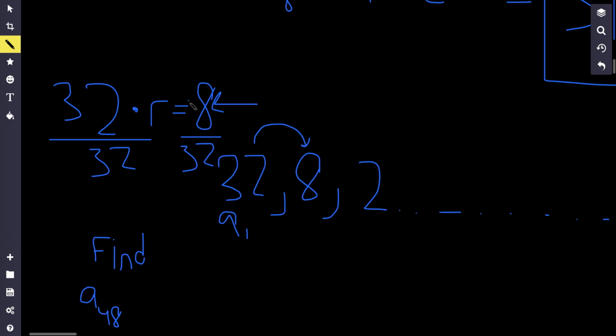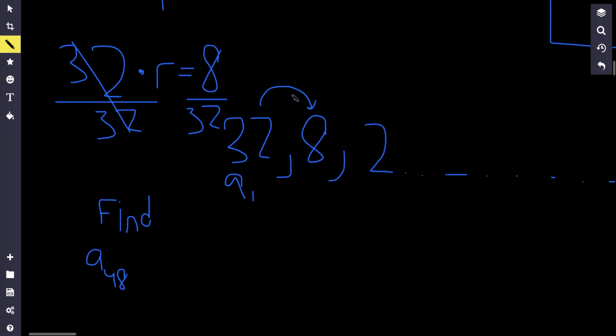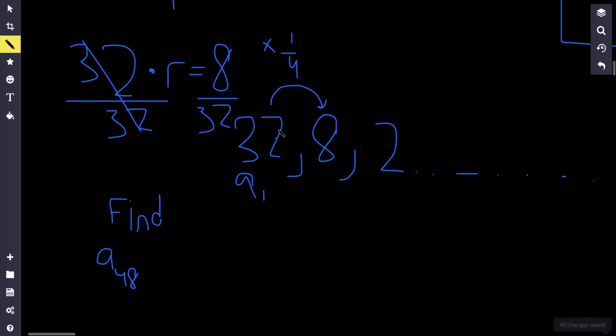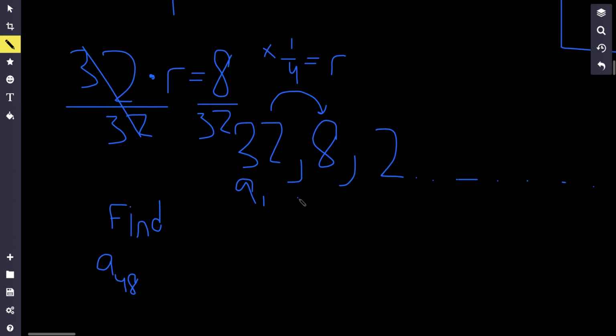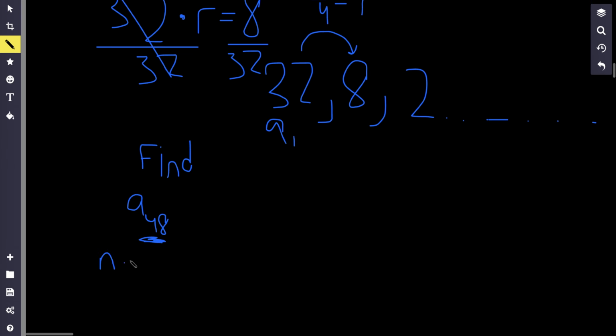We can take one of the terms and just divide it by the term behind it so that we get this common ratio. So we get r is equal to 1/4. So our common ratio is going to be 1/4. I'm just going to write equals r. And we're trying to find the 48th term. So the location of our term is going to be at spot 48.